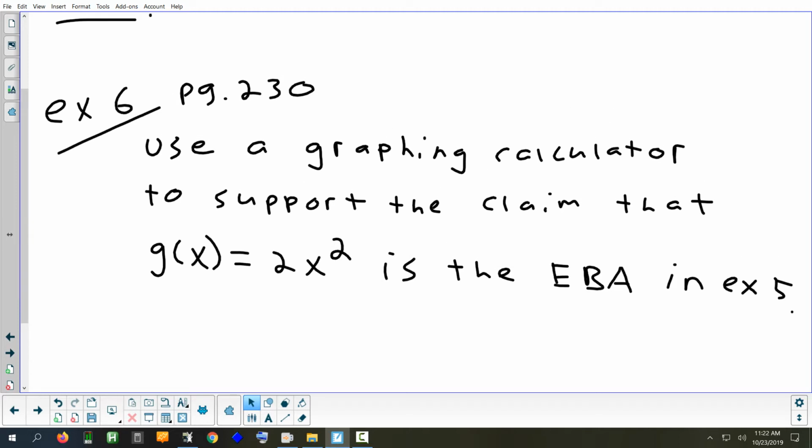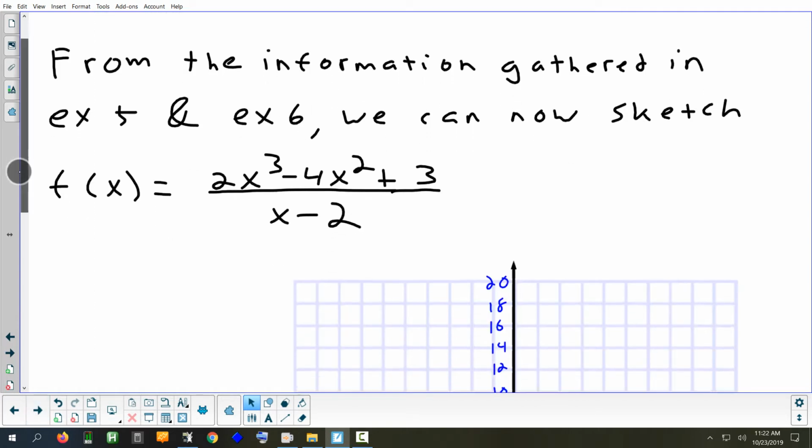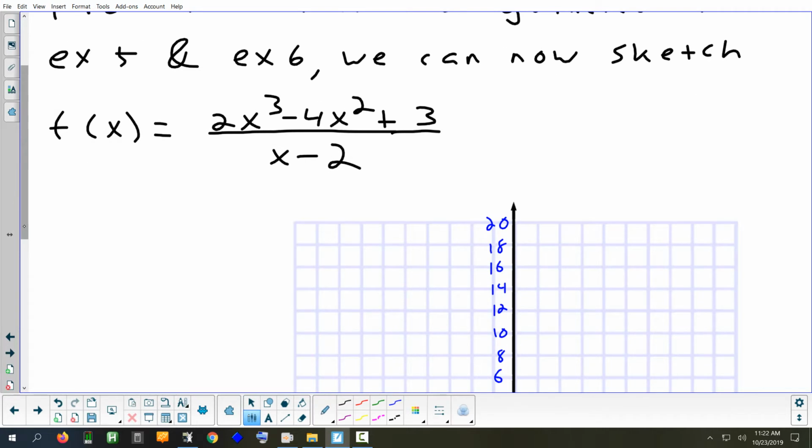Okay, so we confirmed that our graph 2x squared is a good EBA. Looks like it's getting closer and closer to it. So from the information we have, now let's try to make a sketch. Okay, first thing I would want to find are the asymptotes. When the degree in the top is larger than the degree in the bottom, you don't have to worry about having a horizontal asymptote. You won't. Horizontal asymptotes are gone today. Slant asymptotes and curved are taking the place of them. Verticals, yes. We're still going to have verticals.